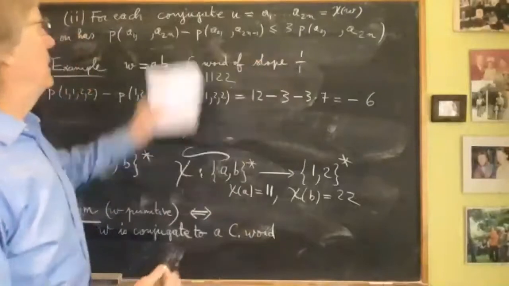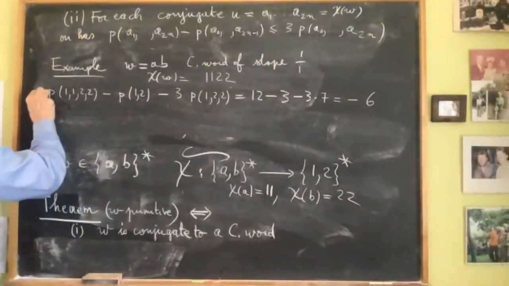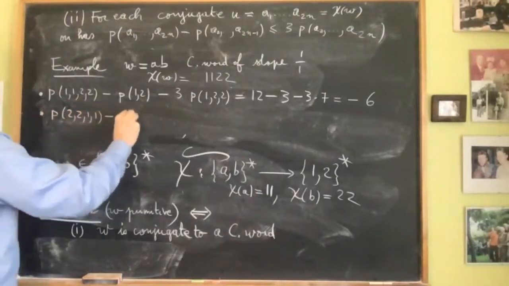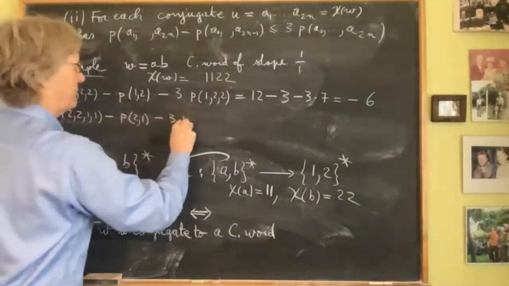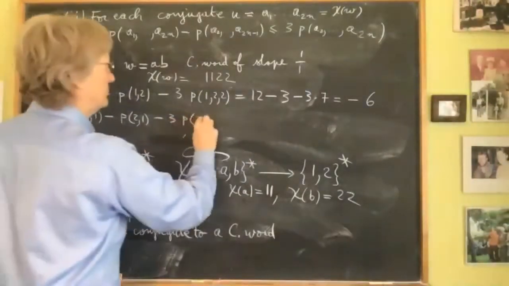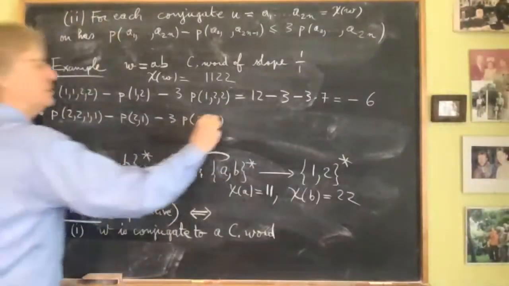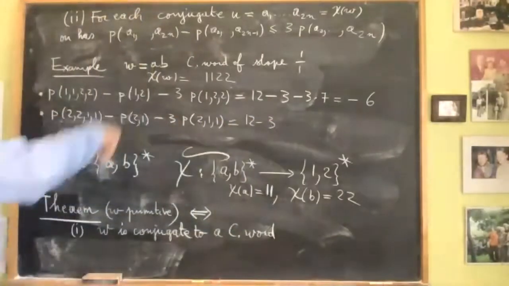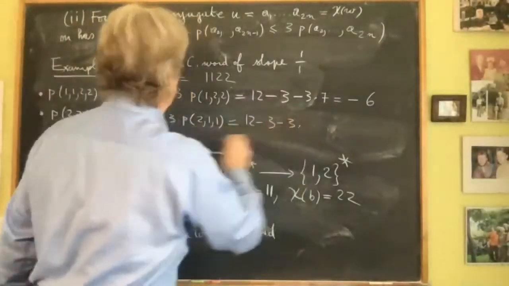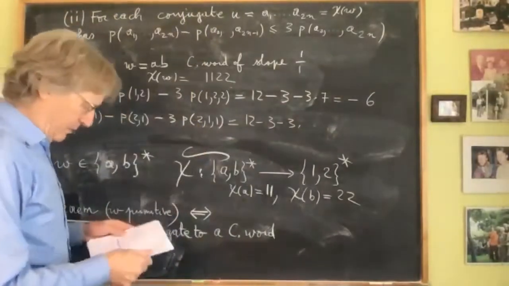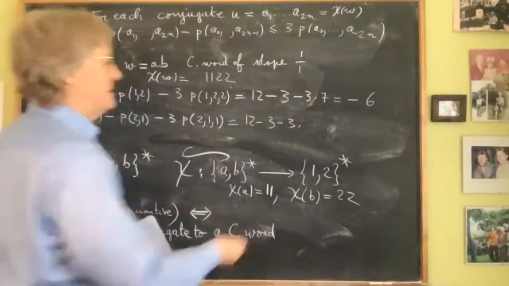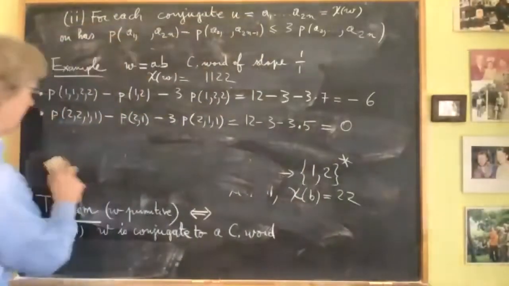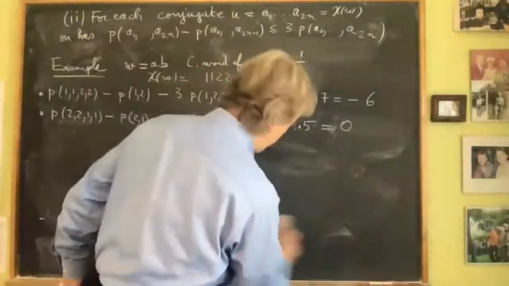It must be negative. Now take another conjugate of this. I take the completely 2, 2, 1, 1, minus P of 1, minus 3 times P of 2, 1, 1. Here the value is the same, it's 12. The value here is also the same, but the third one changes. 2, 1, 1 is 15. Here I obtain 0. It's still non-positive.